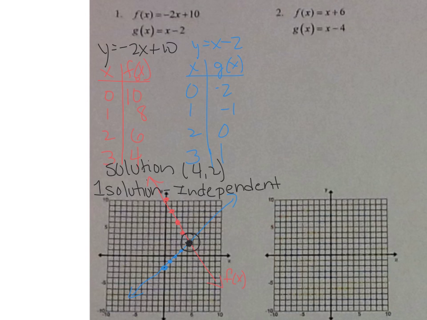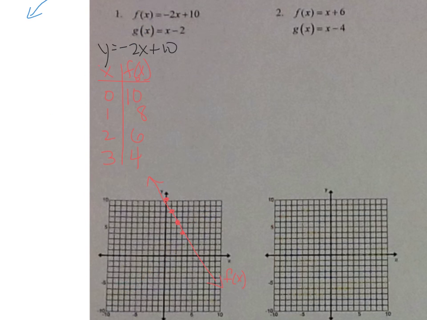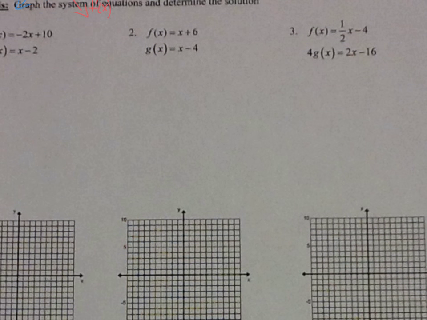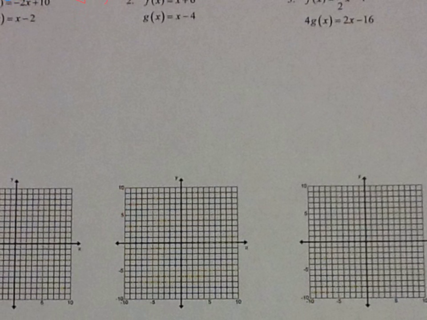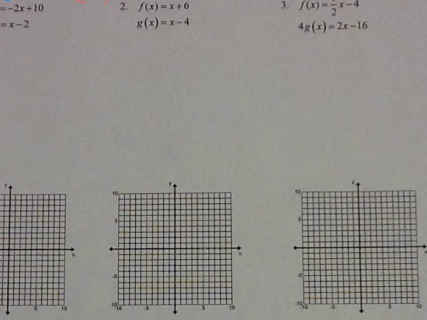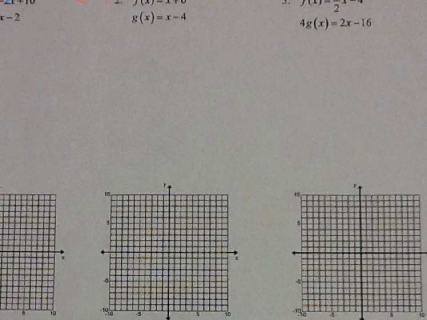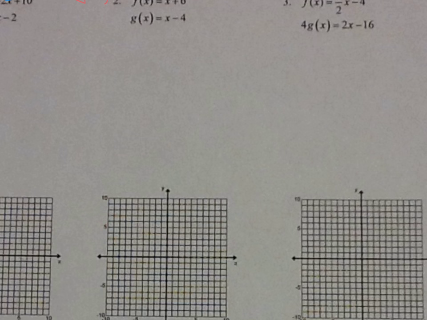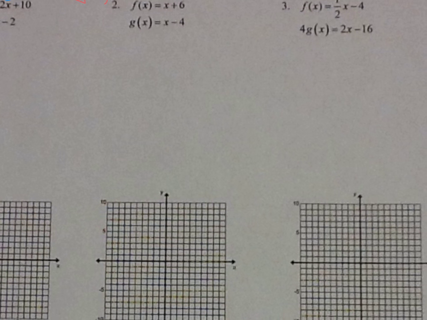Okay, so we're going to go to number 2. And we'll do the same thing. So we're going to draw a graph. So I'm going to start with f of x is equal to x plus 6. So I'm going to make a table of values, x and f of x. Type it into your calculator, y equals x plus 6. Get a table of values. So I have (-1, 5), (0, 6), (1, 7), (2, 8).